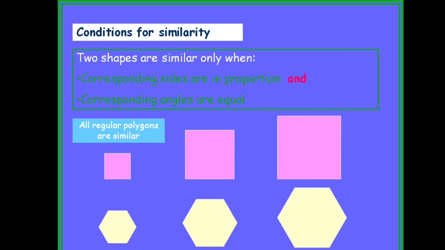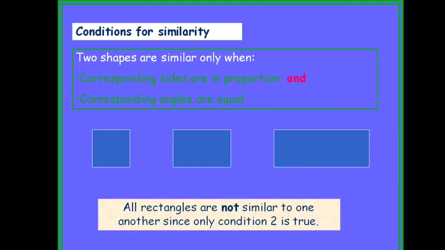Conditions for similarity. Two shapes are similar only when corresponding sides are in proportion and corresponding angles are equal. According to these conditions, we can say that all regular polygons are similar.